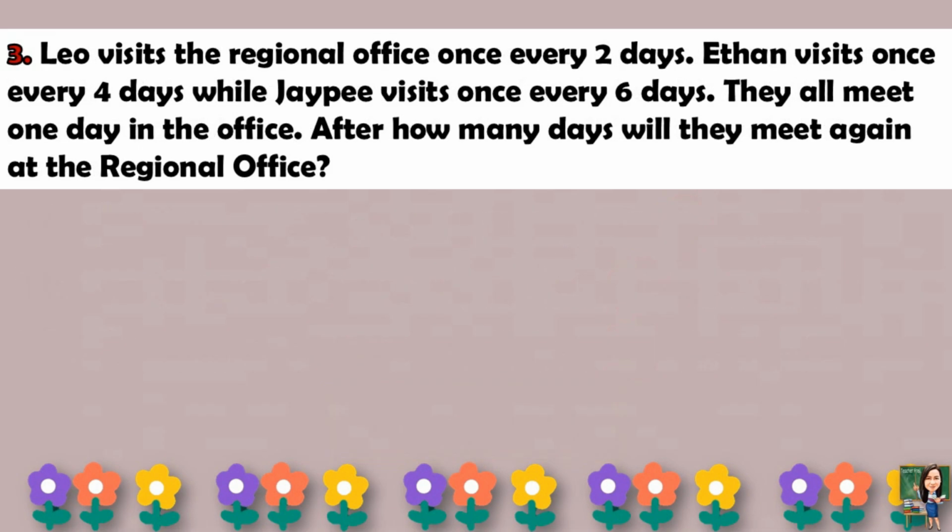Number 3. Leo visits the regional office once every 2 days. Ethan visits once every 4 days while JP visits once every 6 days. They all meet one day in the office. After how many days will they meet again at the regional office?